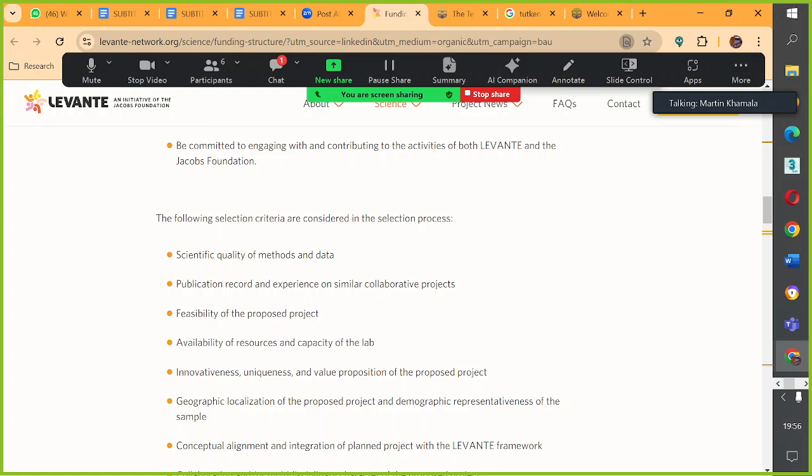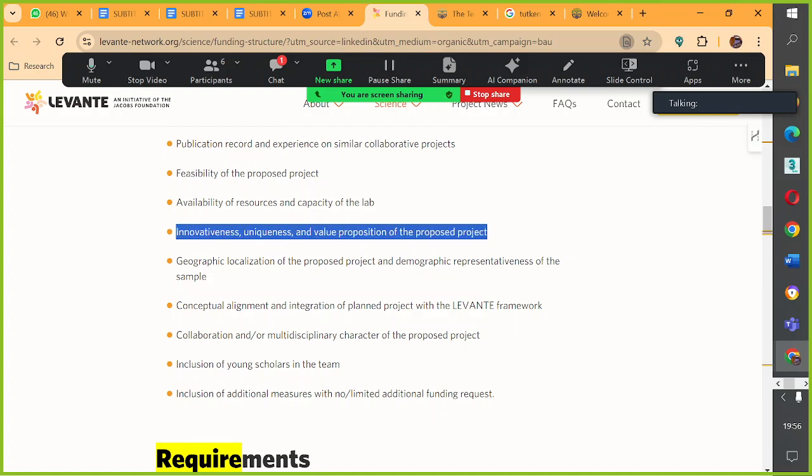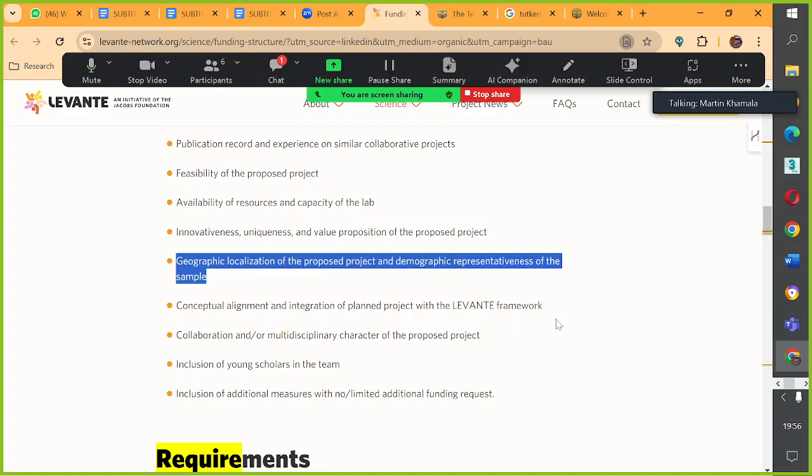This capacity of the lab is almost like it's looking at the institution itself, and they obviously want the institution to be convincing, it seems. Innovativeness, uniqueness, and value proposition of the proposed project. Okay. Geographic location of the proposed project and demographic representativeness of the sample.